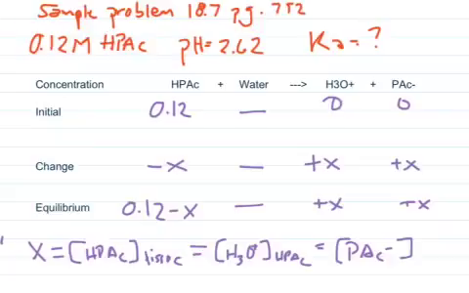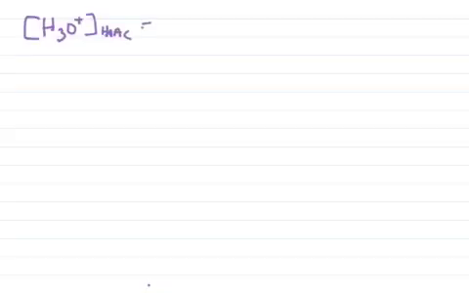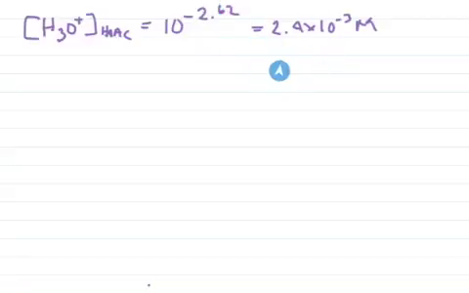Now for the next step, we're going to find the molarity of hydronium. So what we know is we have a pH of 2.62. So because our HPAC dissociation is equal to our H3O plus from HPAC, we're going to find the H3O plus. So we get 10 to the minus 2.62. So that's going to give us 2.4 times 10 to the minus 3 molar. Don't forget sig figs, because we have 2 after the decimal, we need 2 for the number for our molarity.